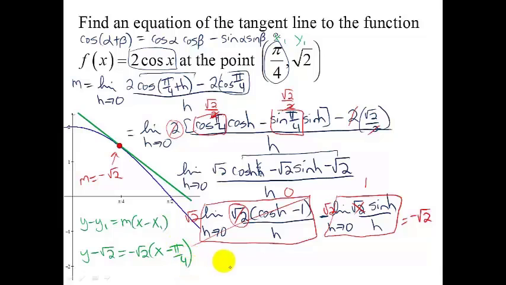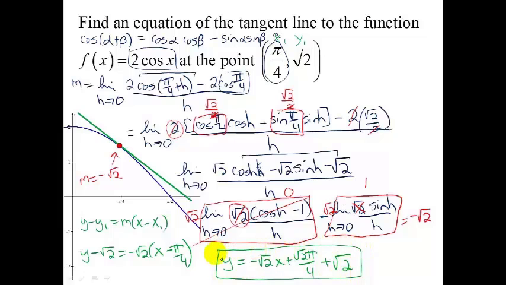So solving this for y, we have y equals negative square root 2 x plus square root 2 pi over 4, and then moving this term to the other side, plus square root 2. So here's our equation of the line tangent to this function at a equals pi over 4.